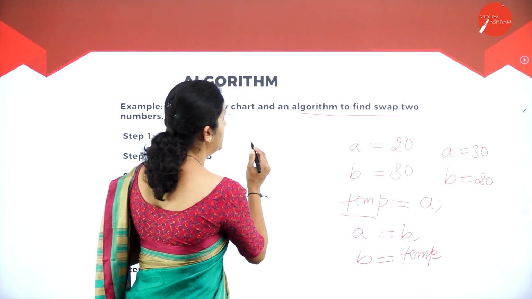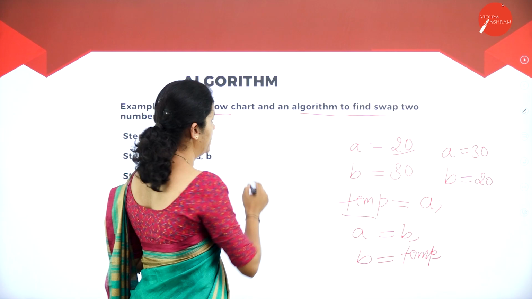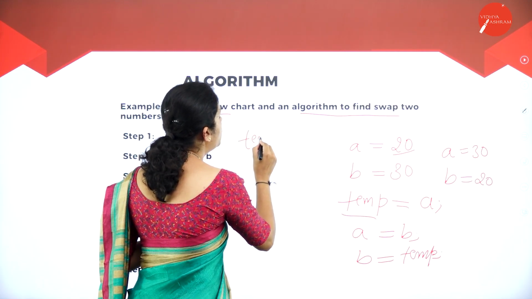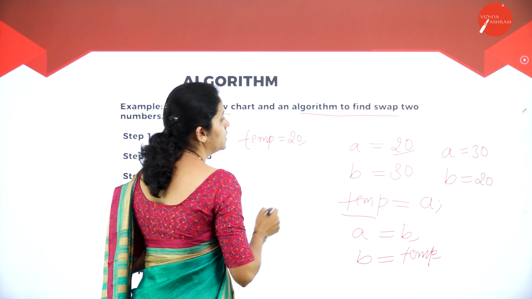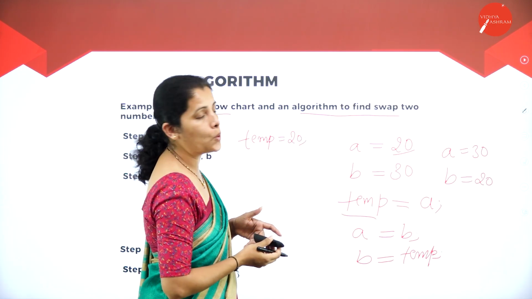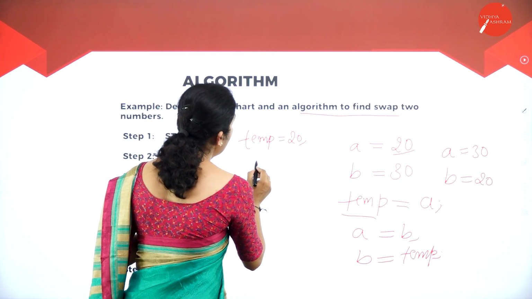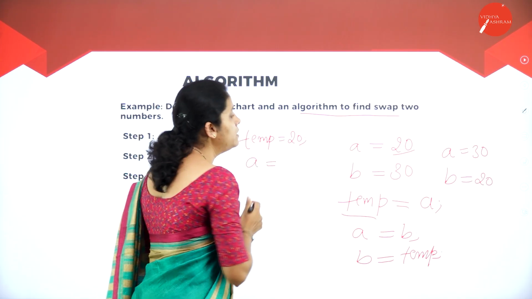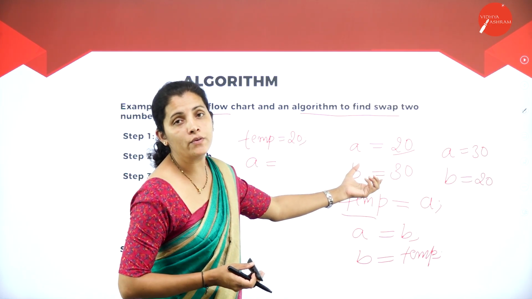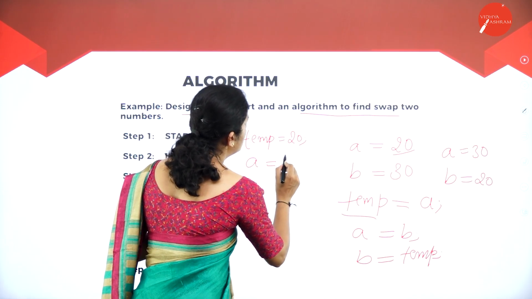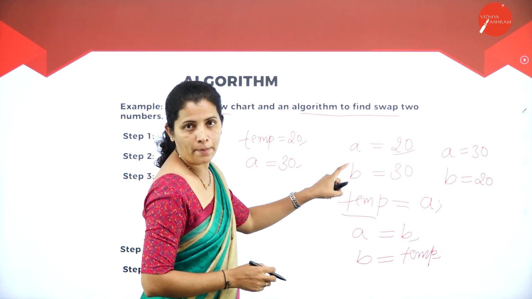Consider the example here. What is the value of A here? 20. Initially temp holds 20. Where is this 20 stored? Inside the variable A. Now A is free. So what will I do? I'm going to assign the value of B. What is the value of B here? That is 30.